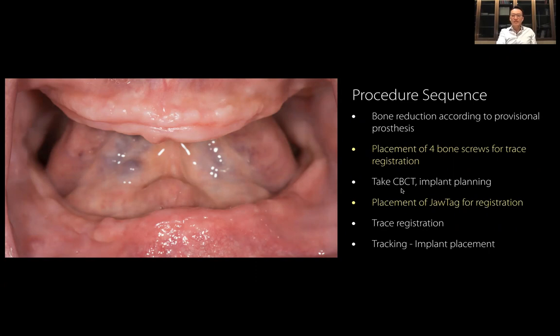And then we take a new CBCT scan image so we can do the planning on the new data. And we place a jaw tag for the registration. And I'll show you how to place the jaw tag because now there are no teeth for us to attach the jaw tag on. And then we'll do the trace registration and then the tracking.